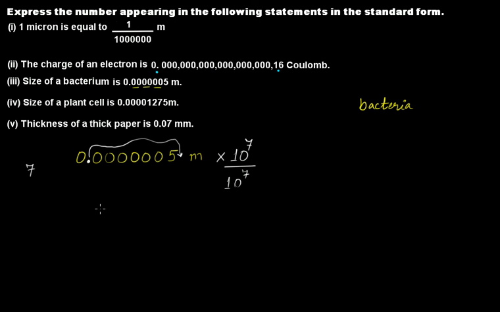There's nothing that will change. So when you multiply this, you get 5, because actually 5.0. Now 5.0 is nothing else but actually 5 only. Now 5 multiplied by 1 divided by 10 raised to the power of 7. This is equal to 5 multiplied by 10 raised to the power of minus 7, and then the unit meter, right?